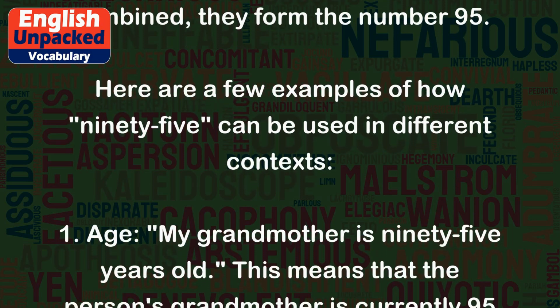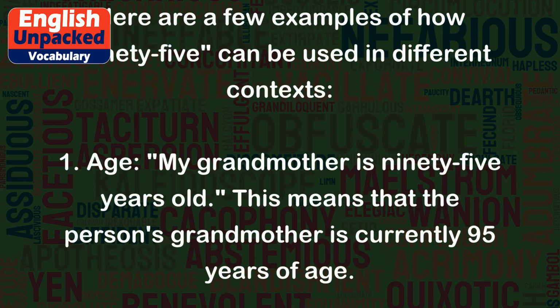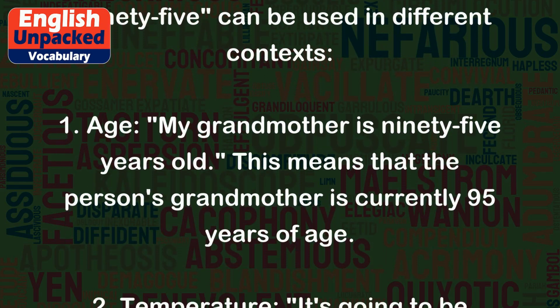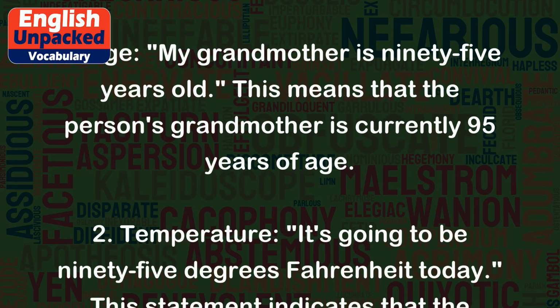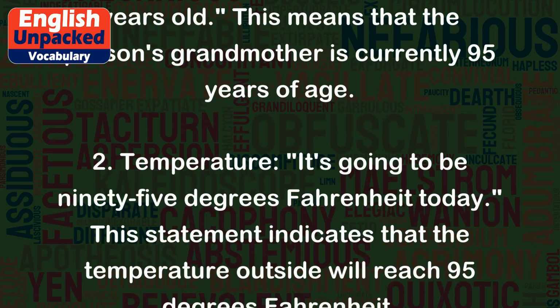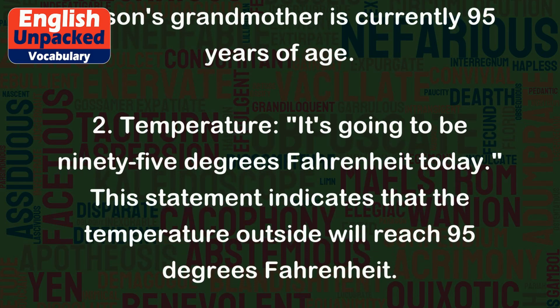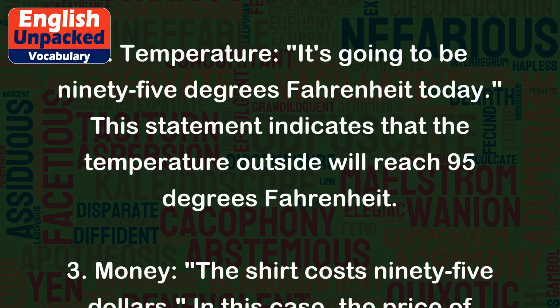1. Age. My grandmother is 95 years old. This means that the person's grandmother is currently 95 years of age. 2. Temperature. It's going to be 95 degrees Fahrenheit today. This statement indicates that the temperature outside will reach 95 degrees Fahrenheit.